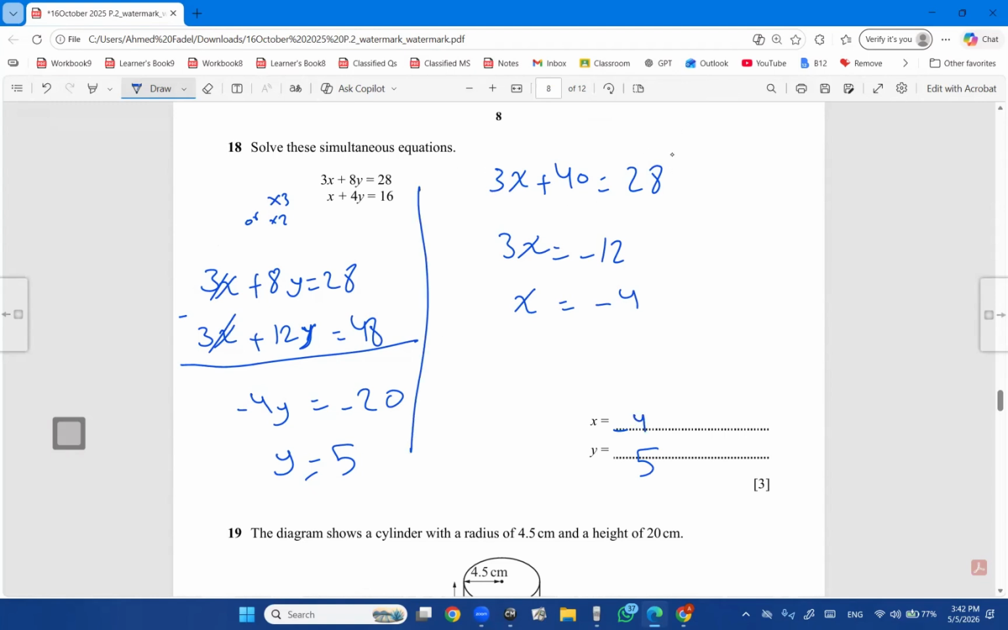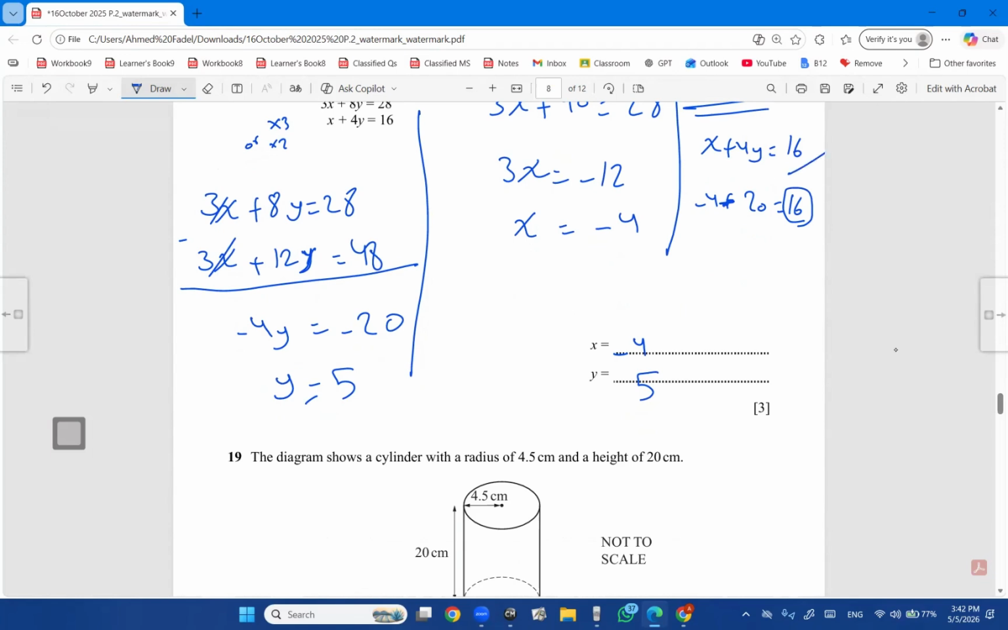All right. Mister, I want to check my answer, if it's correct or not. Take any equation that you want. x plus 4y equals 16. Remove the x and write negative 4. Remove the y and substitute with 5. So it's 4 times 5, which is 20. So it equals positive 16.